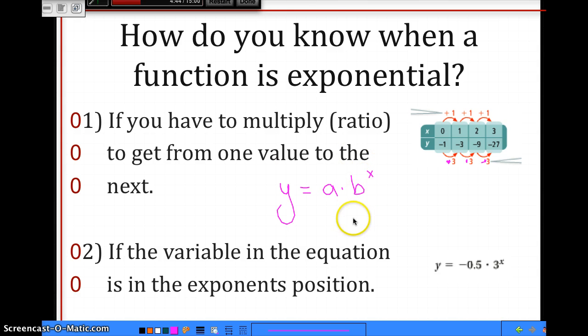They get a lot more complicated than this, but we're just kind of touching on it and not going to get too detailed about it. If they give you an equation, you can tell that it's an exponential function because the variable is in the exponent's position, which is right there. Okay, so if the variable's in the exponent's position, then we know it's an exponential function.